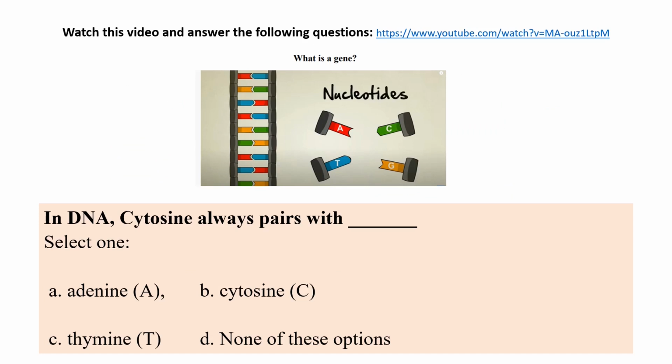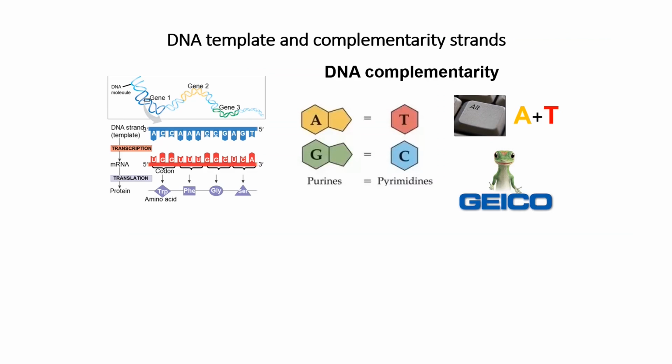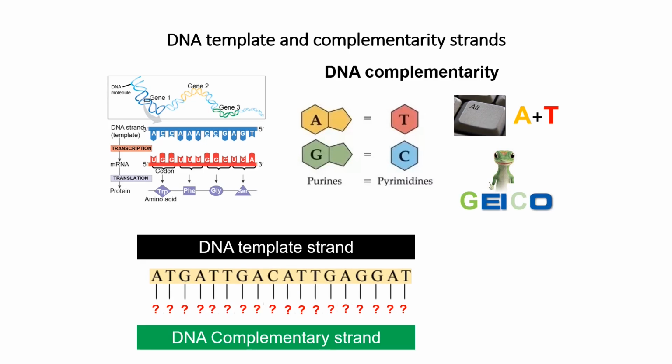Okay, let's go with this one. In DNA, cytosine always pairs with, so very easy, cytosine always pairs. And if you remember the guy from Geico, G always will be with C, always with G. So here we don't have the G, so it will be none of these options. Yeah, none of these. As we just saw a few seconds ago, G always goes with C. And as I told you, this could be one of the questions for your test. Now let's move to the next axiom.